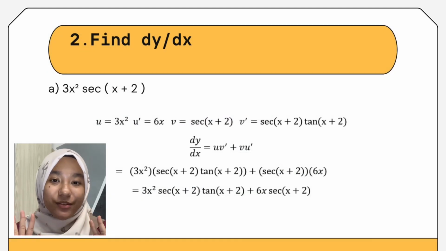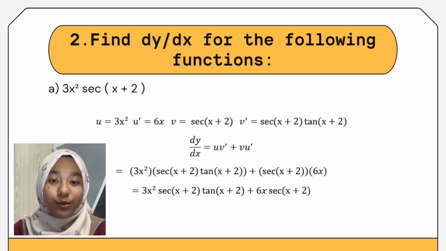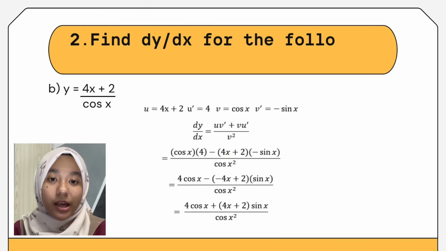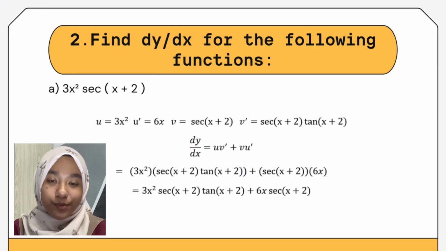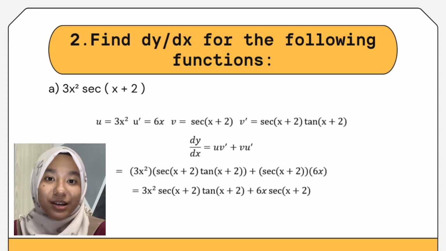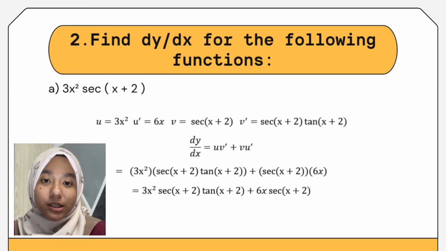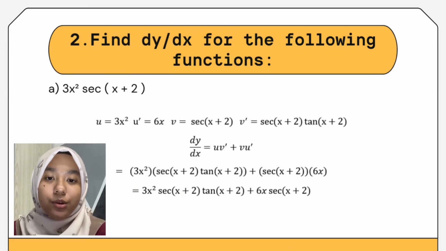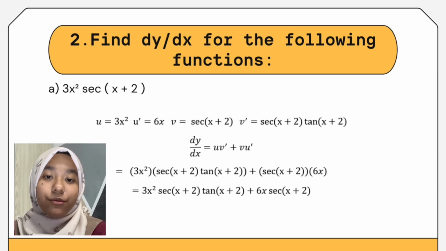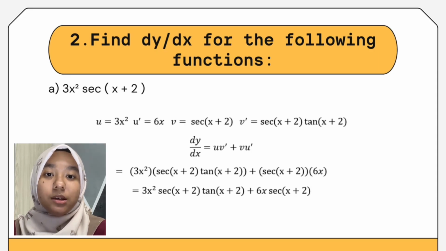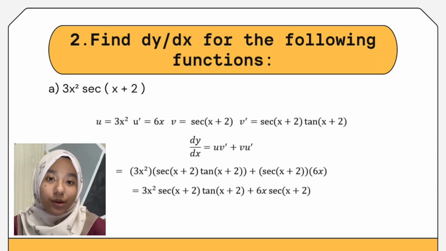Hi everyone, let's solve question 2a and b with me. First of all, we are given that y equals 3x squared (sec x plus 2). Since this equation has one function multiplied with another function, we can use the product rule to find dy over dx. We need to remember the formula of the product rule, which is dy over dx equals uv prime plus vu prime. Then we need to identify which is u and v. As we know, u will be the first part of the function and v will be the second part of the function.